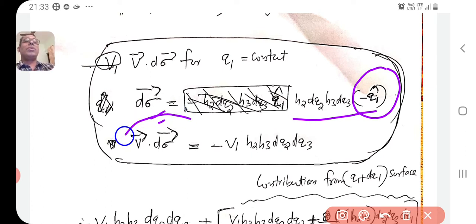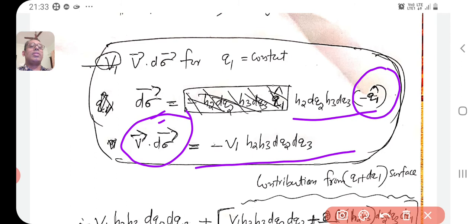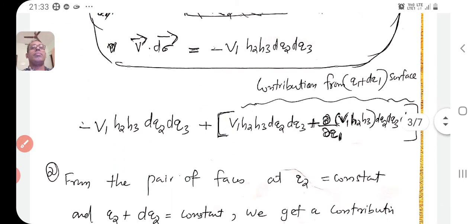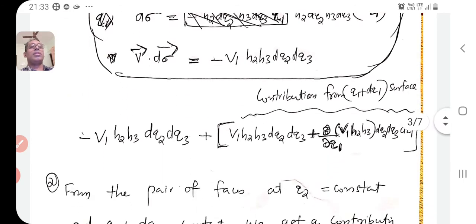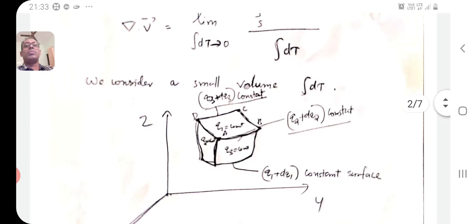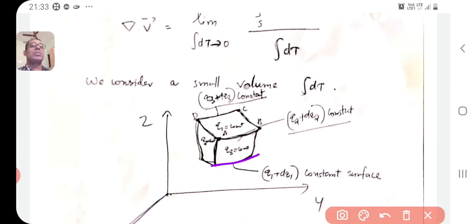So when you take v dot d sigma, you will get v1. Why only v1? Because the normal has only the q1 component. So minus v1 h2 h3 dq2 dq3. This is the top surface. Now the contribution from the bottom surface, where q1 plus dq1 is constant, because q1 changes by dq1.